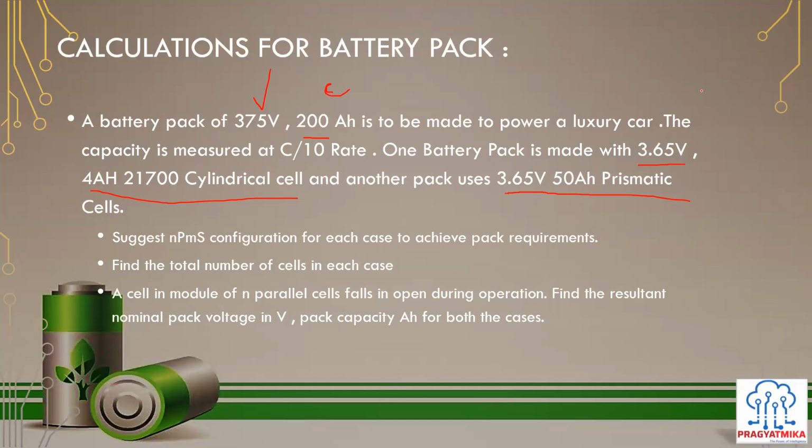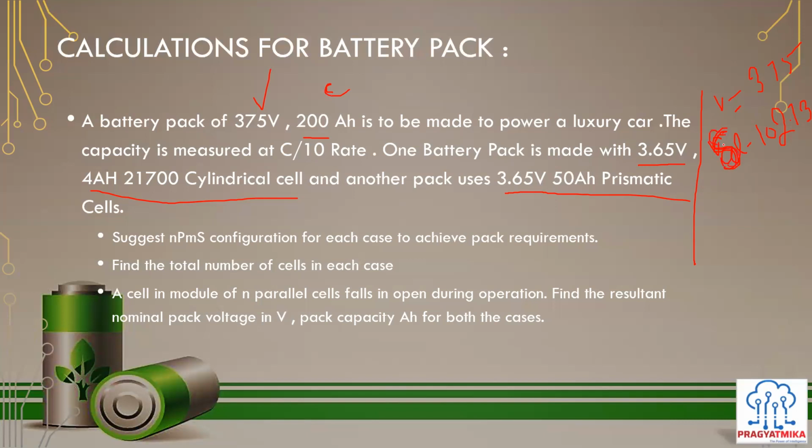Can we calculate this? Our V is 375 volt. 375 by 3.65 is around 103, 104 cells in series, and 50 cells of 4 Ah in parallel. So you are dividing 375 by 3.65, right? Yes. So it comes to 102.73. Now my question is whether it will be 102 or 103. 103, I guess we should go.